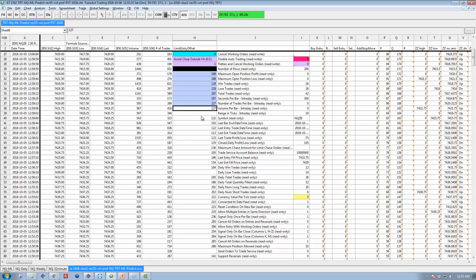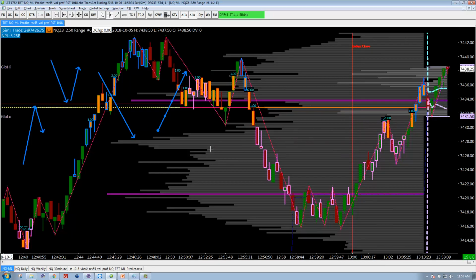Now, there's something we really got to talk about, because the idea behind what we're doing, the larger philosophy, is to find a good location and then take a look and see. Use the machine learning system to figure out, do you want to enter there or not? And so at the edge and at low volume nodes, they're exactly what we're looking for.